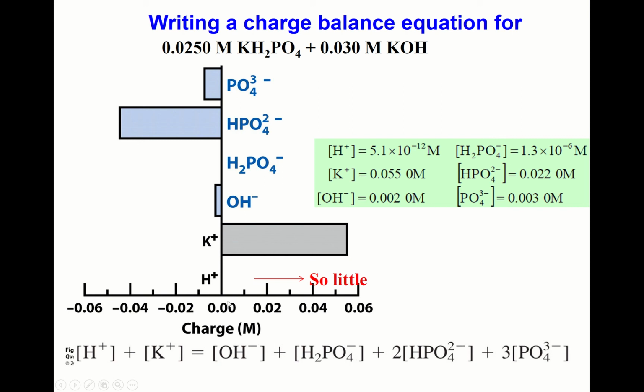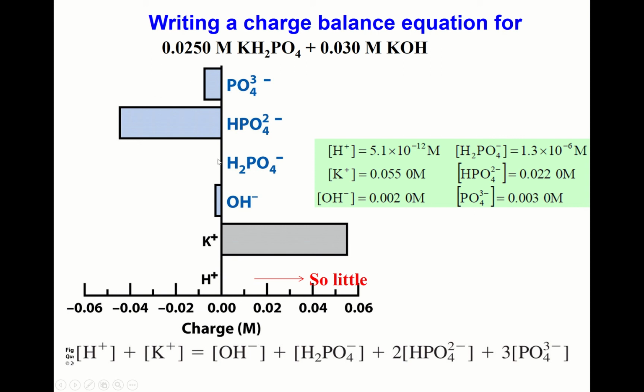What are the positive charges? These two. On the left side you write the cation concentrations, proton and potassium ion, equals on the right side the negatively charged species: hydroxide, dihydrogen phosphate, and monohydrogen phosphate. It is divalent, so one species takes two negative charges, and you have to multiply by 2. Likewise, for the phosphate ions, you have to multiply by 3. This is the charge balance equation. Actually very simple.